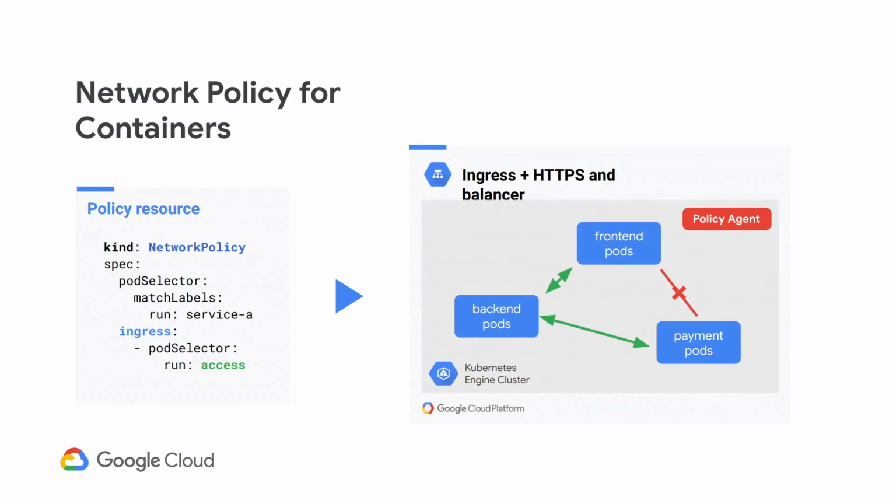Why would you even need network policy? So let's say you have an application where you have front-end pods, you have back-end pods, and then you have another service which is processing payments. Ideally what you would want is, if you have compromised front-end pods, you wouldn't want to have compromised payment services. So network policy actually enables you to have that behavior.